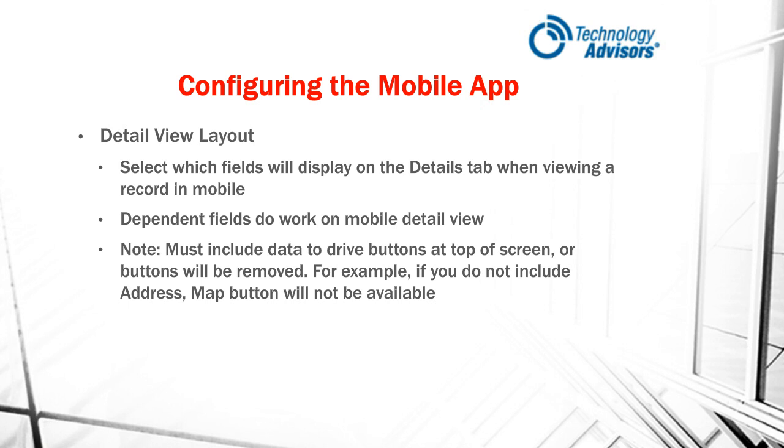If you take the address off of your layout, for example, the map button is going to just disappear because it's smart enough to realize that it can't do a map if there is no address. So you do want to make sure that even if you don't care about showing the address in the Details tab, you still want to keep it on your layout if you'd like to be able to use that driving directions function.